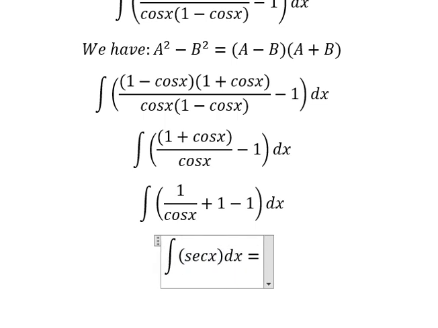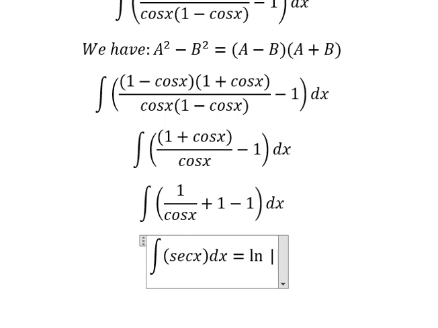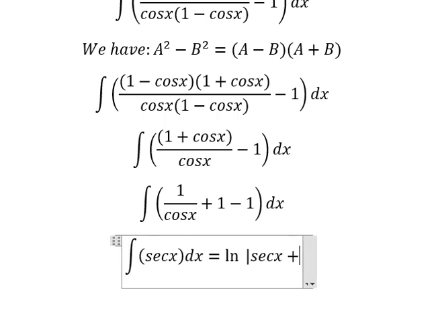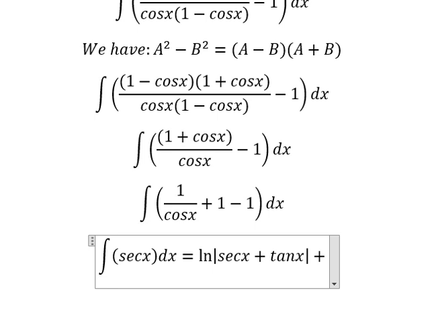The integration of this one, we have ln of the absolute value of secant of x plus tan x, and I will put plus c.